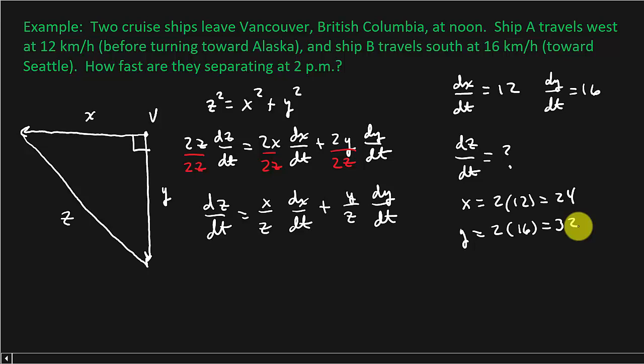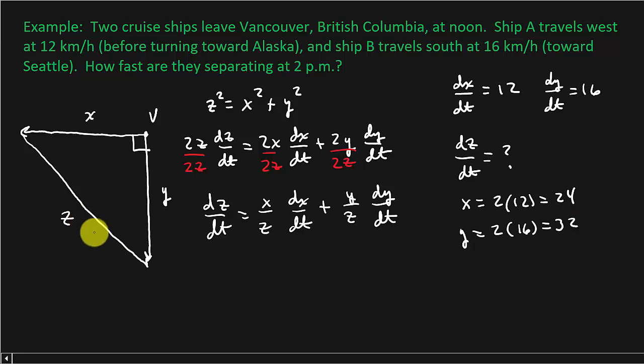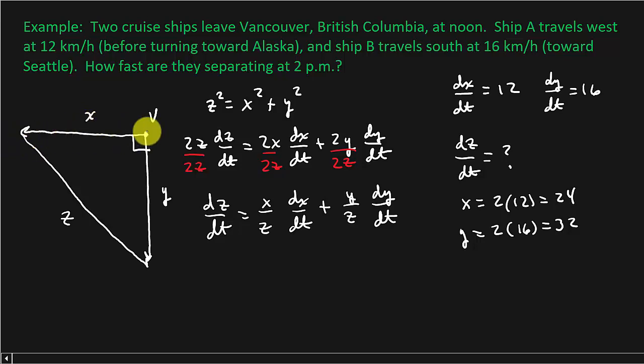And those are kilometers. Now, how in the world did I get x? Well, they wanted to know how fast this is changing at 2 p.m. So we left at noon. So 2 p.m. is 2 hours later, right? And so what's x? Well, that's a distance, and isn't distance equal to rate times time? So it's the rate, 12 kilometers per hour, times the time, 2 hours, noon to 2, that's 24. Same thing for y.